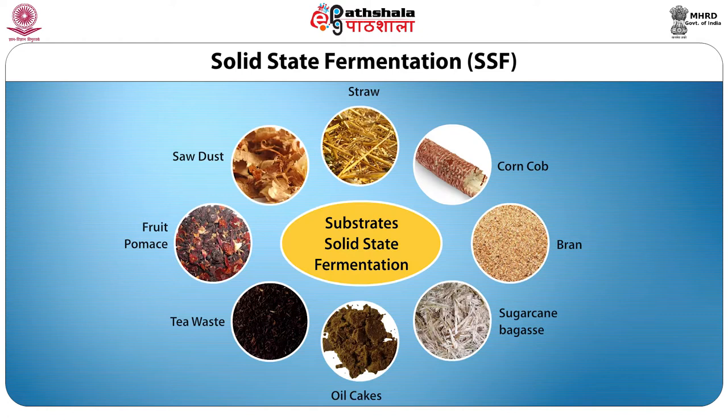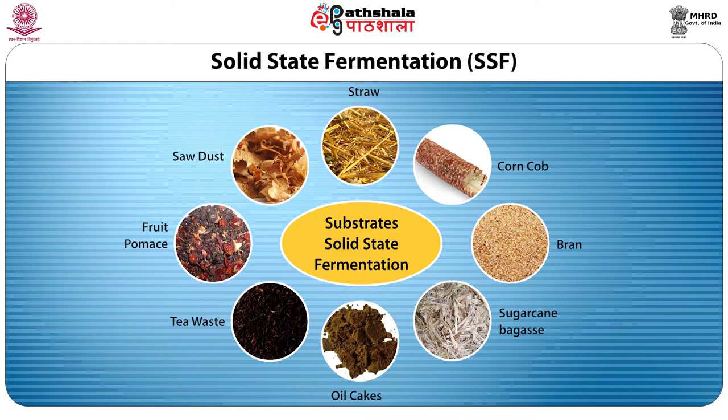First, we will see about the fermentation based on the type of substrate. Based on type of substrate, they are classified into two types. First one is solid state fermentation. It is also referred to as surface fermentation. It is the process in which the microbial growth and product formation occurs on the surface of a solid substrate. The microorganisms grow on the moist substrate with little or no free water.